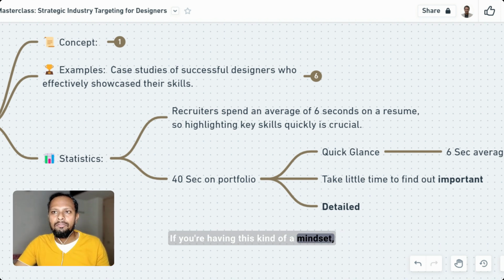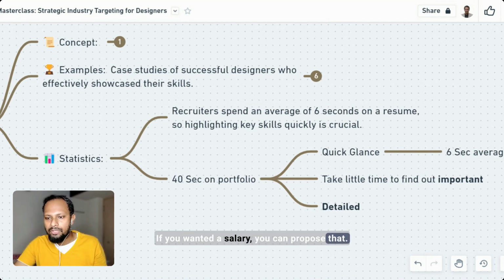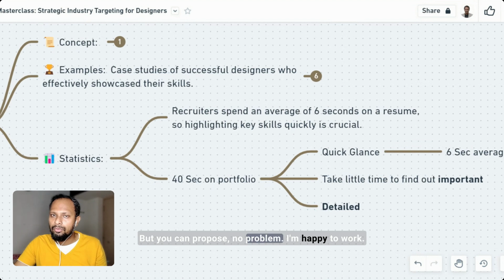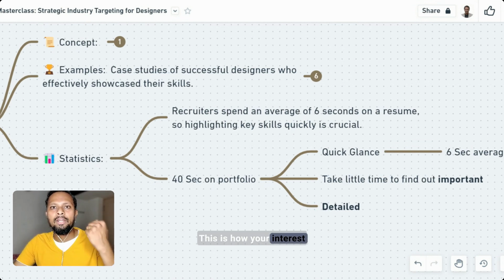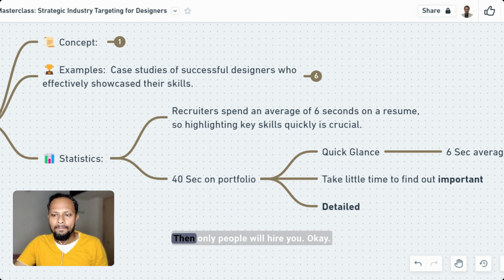If you have this kind of mindset, people will hire you as a fresher, because a lot of freshers don't know how to get into the industry. You have to be a little open-minded to receive this kind of feedback. If you want a salary, you can propose that. 'Sir, as an intern, the market gives 15 to 20,000 per month, but you can propose. No problem, I'm happy to work. I'll start from tomorrow. No issues. Give me the task.' This is how your interest and enthusiasm should look. Then only people will hire you.